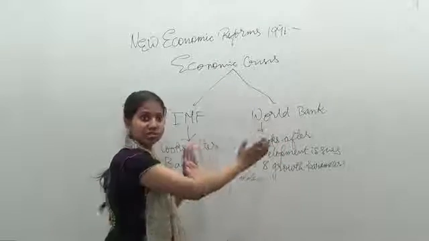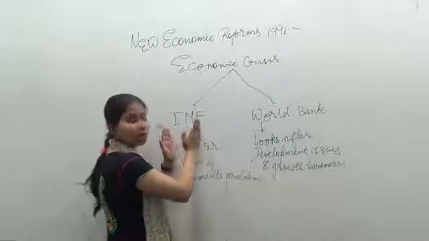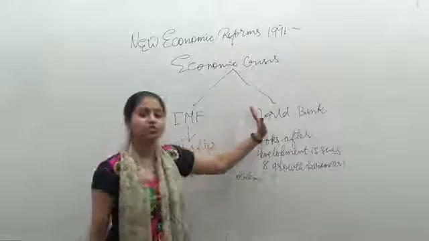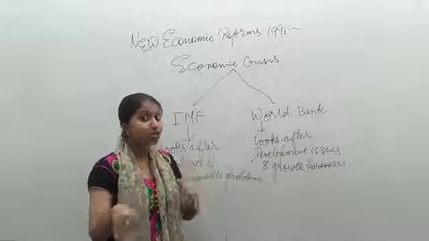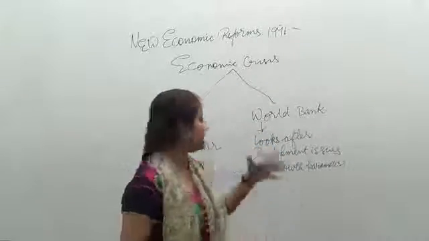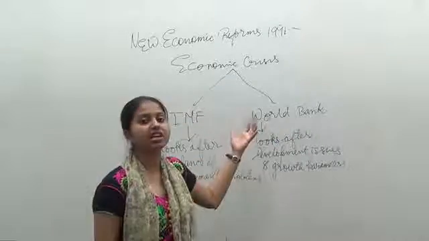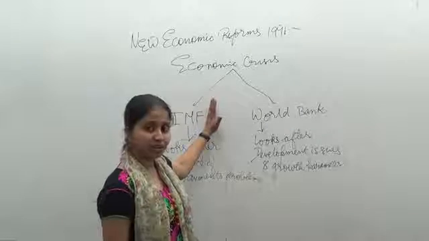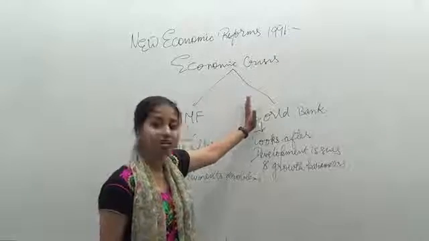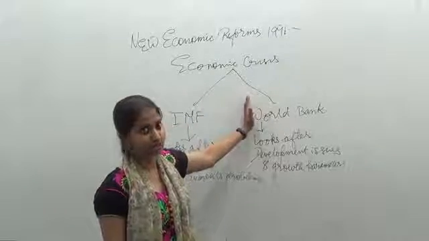Now, of these 2 institutions, one is generally ruled by the European countries, and the World Bank is ruled by the US. Though in the last 2-3 years there has been a change in the governing bodies of these institutions, at the time of 1991, this was a European country governed institution, and this was an American country governed institution.